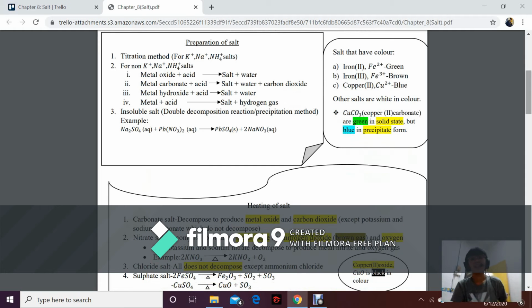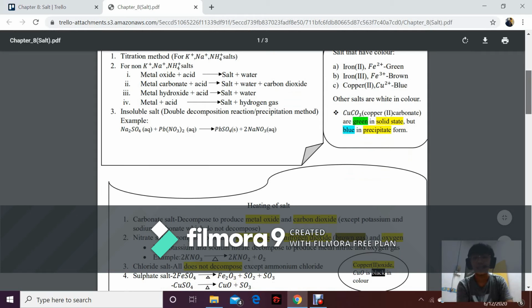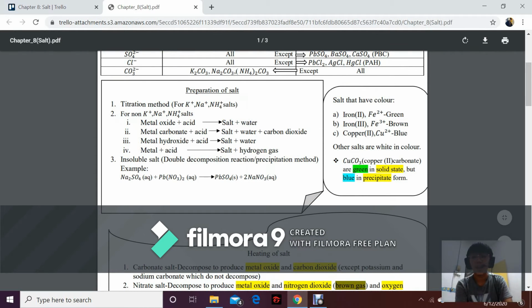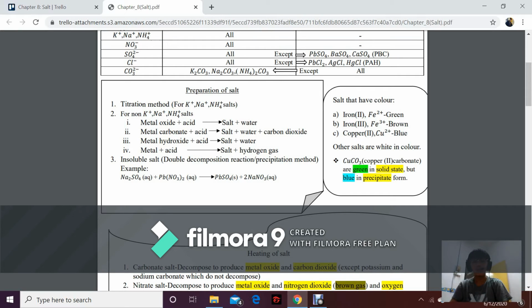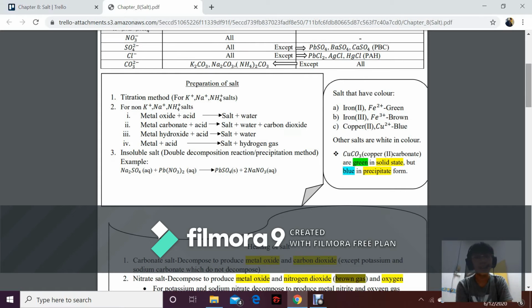So the salt definitely gets color due to the transition metal. The transition metals are iron 2, Fe2 plus, Fe3 plus, and copper 2 plus. So these three salts definitely get color. For example, iron 2 plus is green, iron 3 plus is brown, and copper 2 plus is blue. This color you also need to memorize, because the exam will definitely ask the color of the salt.